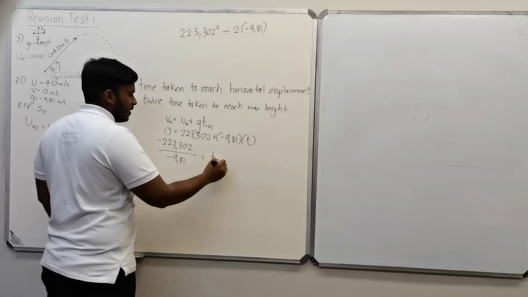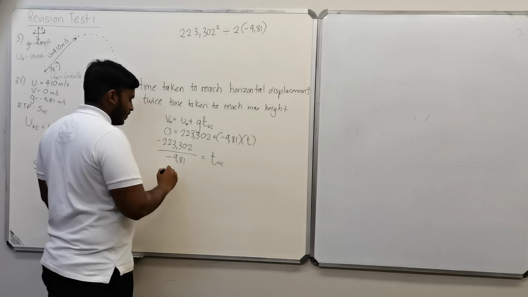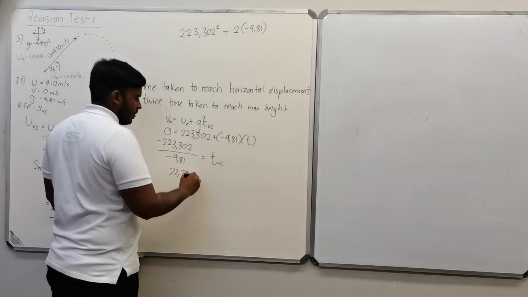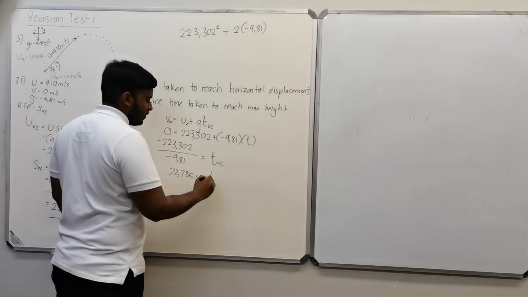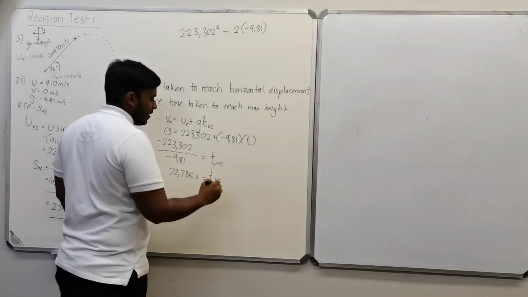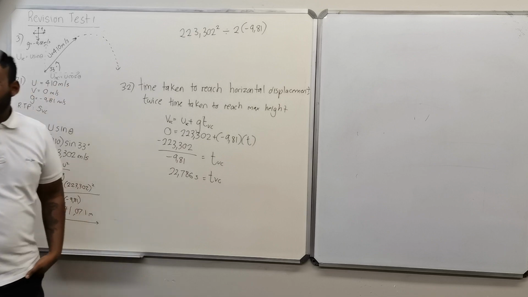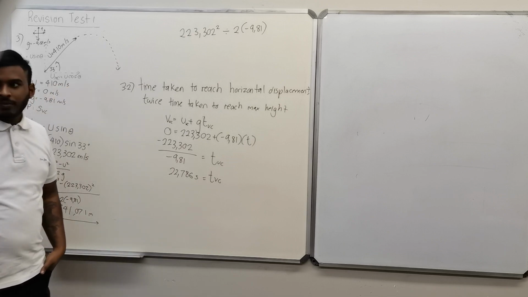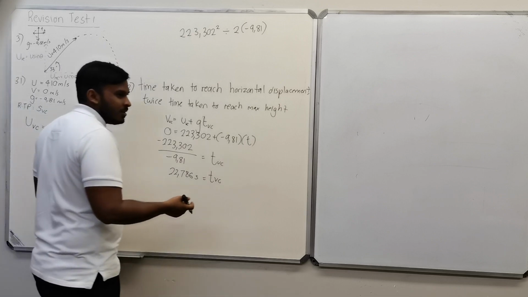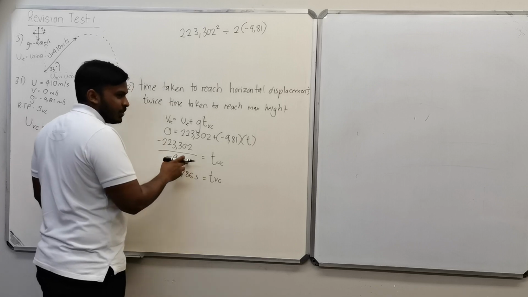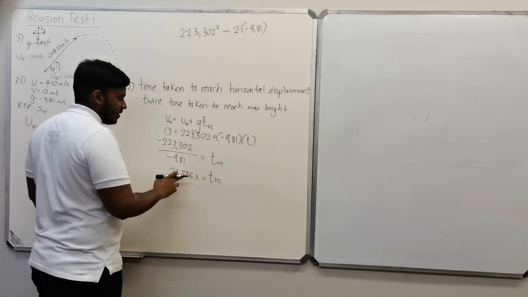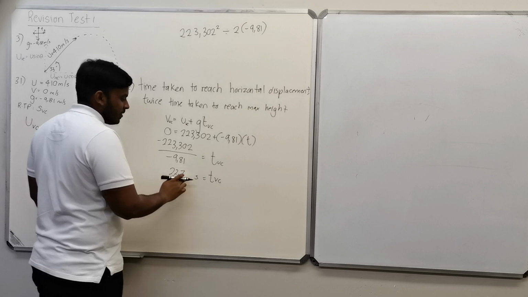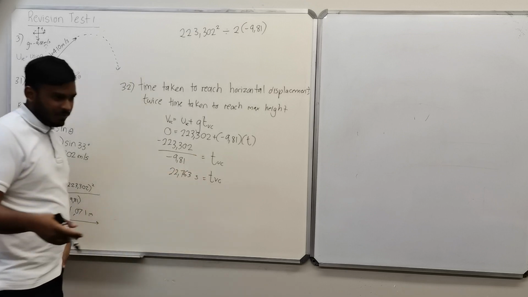And then this time is 22.786. But I use 9.8. Yeah, that's fine. So it will be slightly different. It's fine. With the 9.81, it's 22.763. If you use 9.81, it's 22.76. Okay, it's fine.